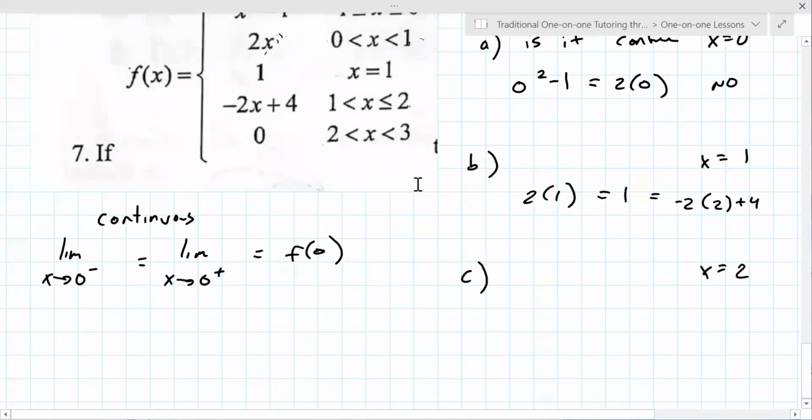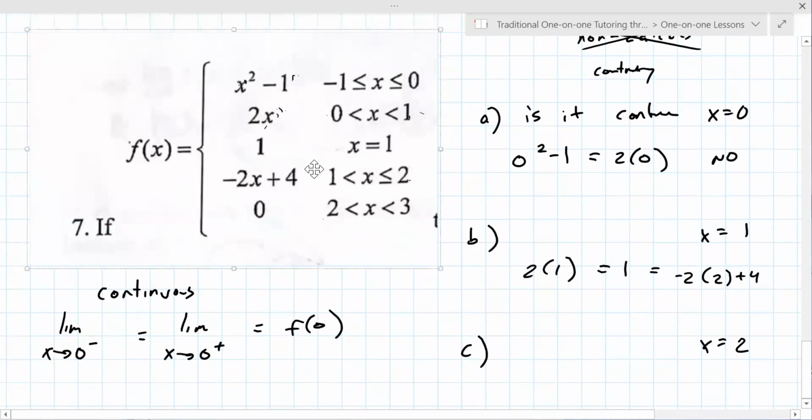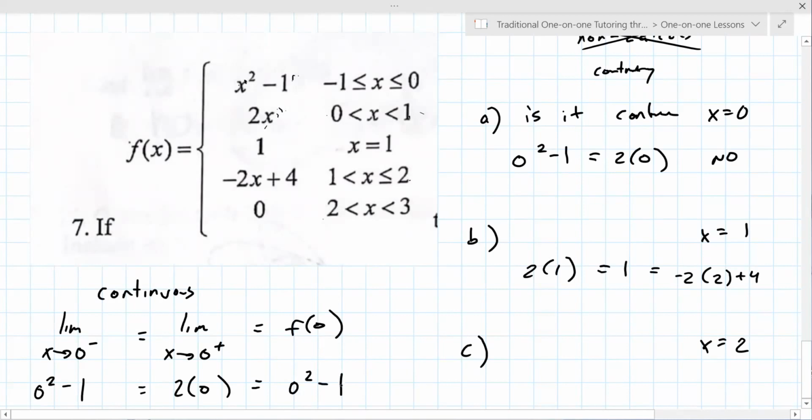Okay. So let's tackle that. For this first one, the limit as x approaches 0 from the left is putting 0 into this thing. From the right is this next one, 2 times 0. F of 0, you have to use the one where it's defined, which is this first one. And they have to all equal the same value. If they don't, if any one is different, no good, not continuous.